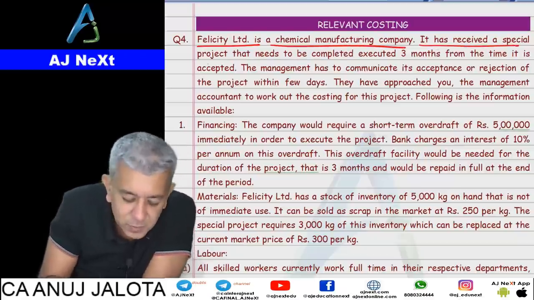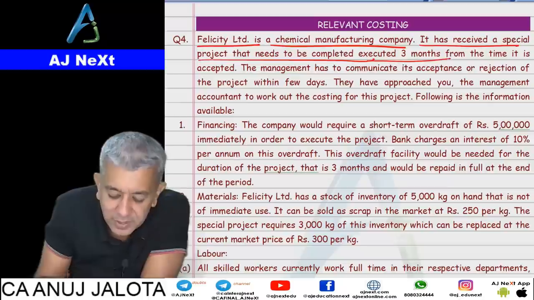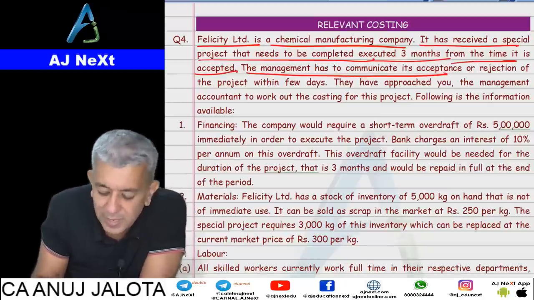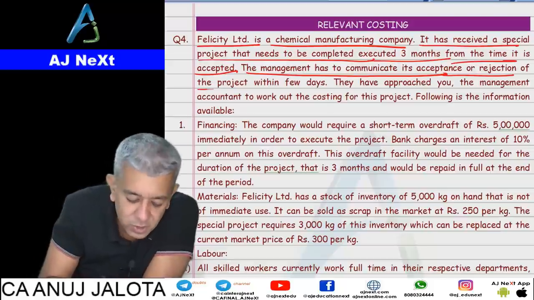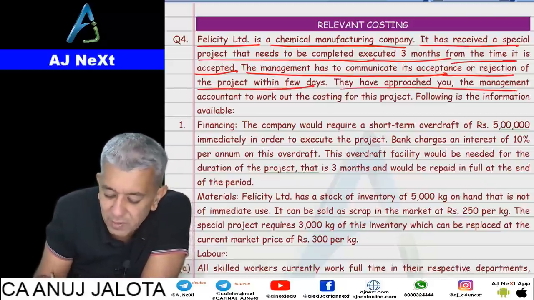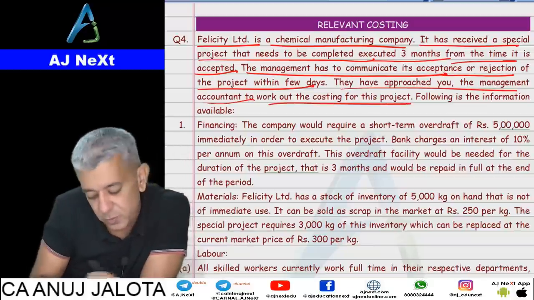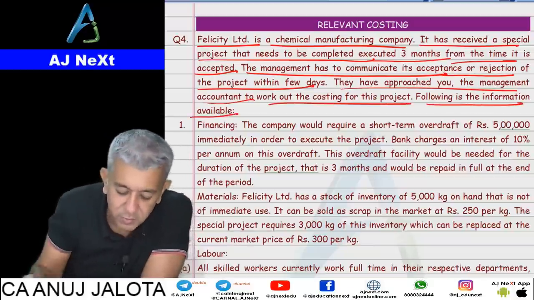Okay, please read. Felicity Limited is a chemical manufacturing company. It has received a special project that needs to be completed and executed 3 months from the time it is accepted. The management has to communicate its acceptance or rejection of the project within a few days. They have approached you, the management accountant, to work out costing for this project. Following is the information available.